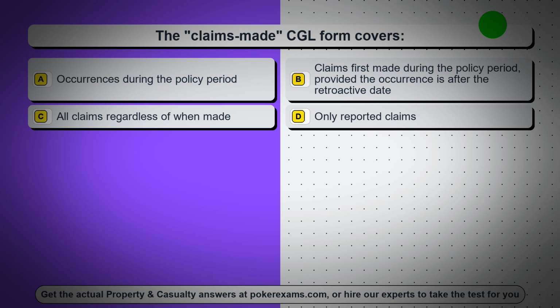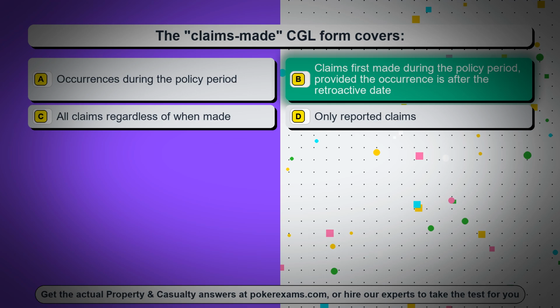Question 8. The claims made CGL form covers, Option A, occurrences during the policy period. Option B, claims first made during the policy period, provided the occurrence is after the retroactive date. Option C, all claims regardless of when made. Option D, only reported claims.